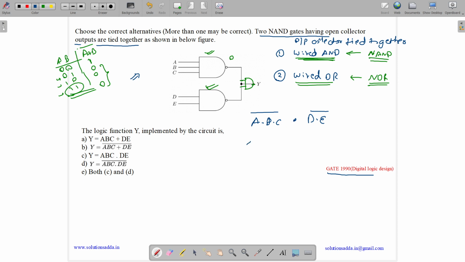So Y equals A into B into C whole complement into D into E whole complement. What is De Morgan's law? It says A into B whole complement is equal to A complement plus B complement, and A plus B whole complement equals A complement into B complement. So using this law, A complement into B complement can be written as A plus B whole complement, which means ABC plus DE whole complement. So the answer is option B.